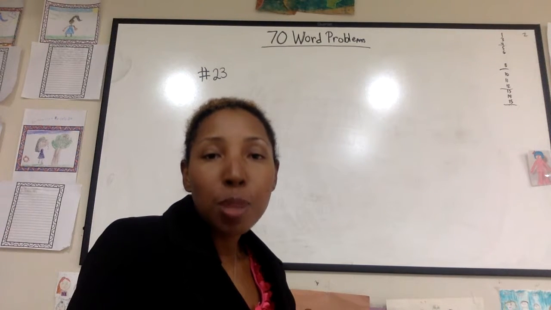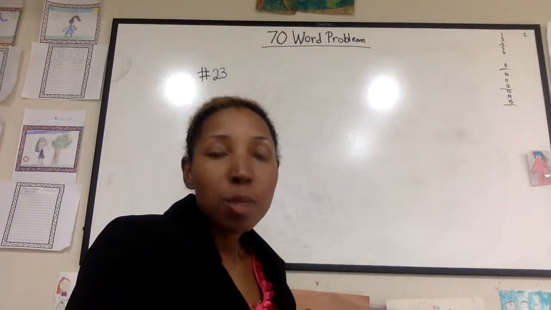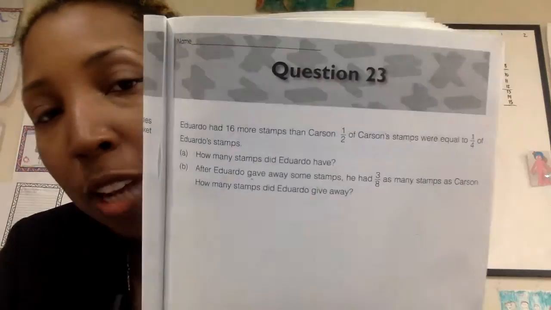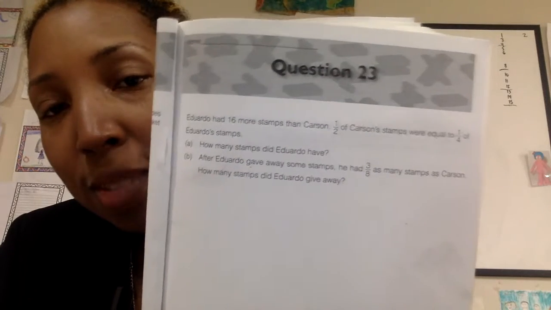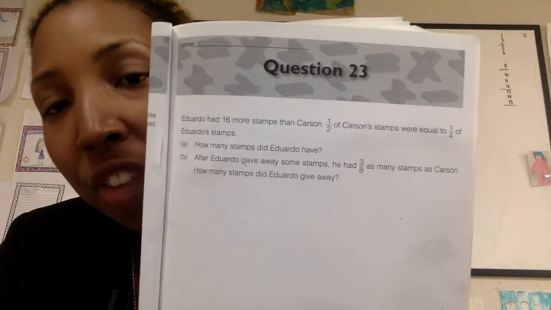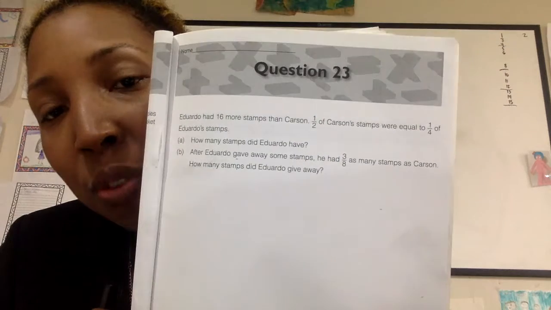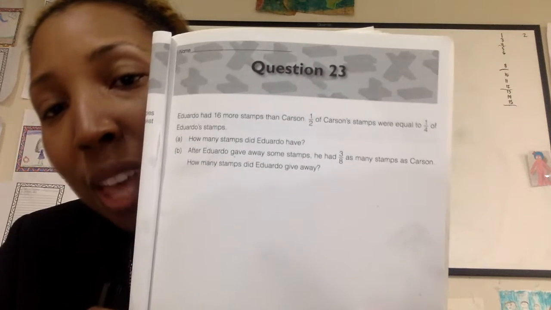Today we're going to do problem number 23. Problem number 23 says, Eduardo had 16 more stamps than Carson. 1/2 of Carson's stamps were equal to 1/4 of Eduardo's stamps. How many stamps did Eduardo have? And after Eduardo gave away some stamps, he had 3/8 as many stamps as Carson. How many stamps did Eduardo give away?